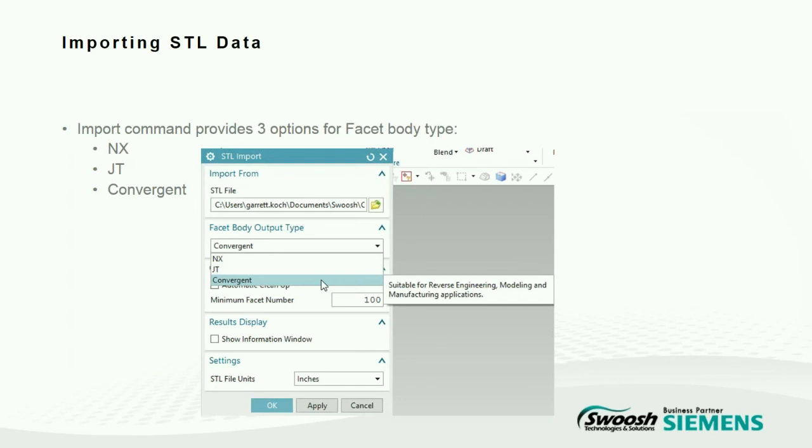That dialog for import also, as you can see, includes some other options where you can get information about the actual importing process and control how accurately, or how much you want to break down the tessellation of that surface definition, by the minimum facet number.